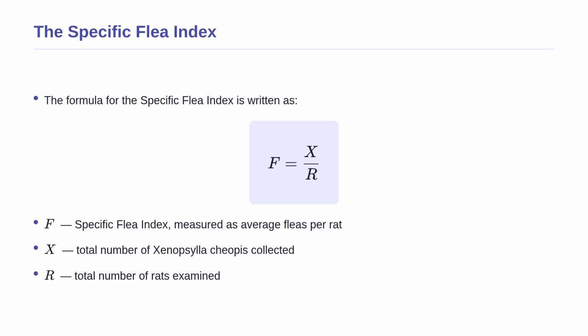Think about the physical relationship here. If the value of X increases, while R remains constant, the index F will rise. A rising index indicates a growing flea population and a much higher risk of a plague outbreak.